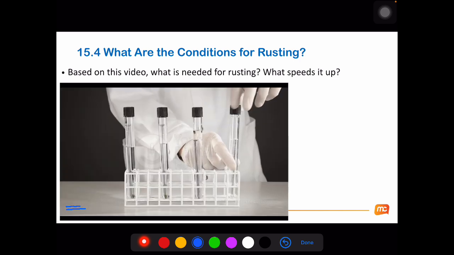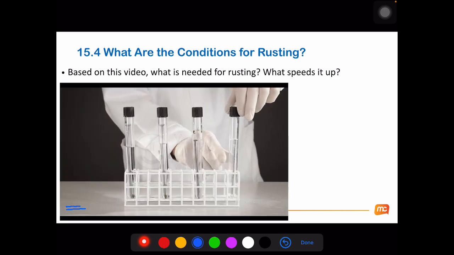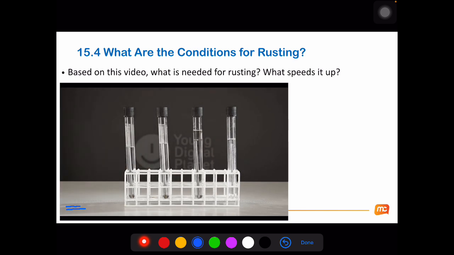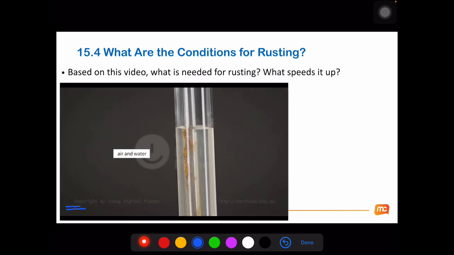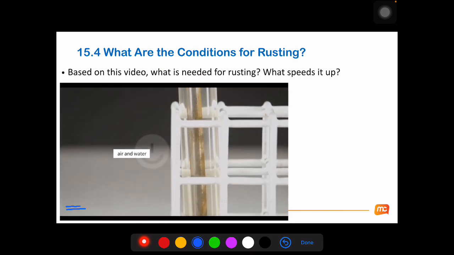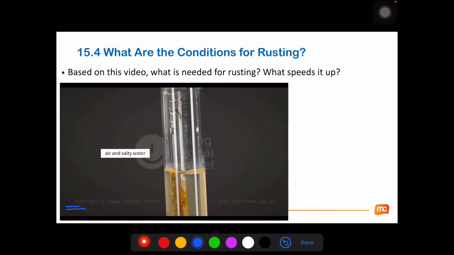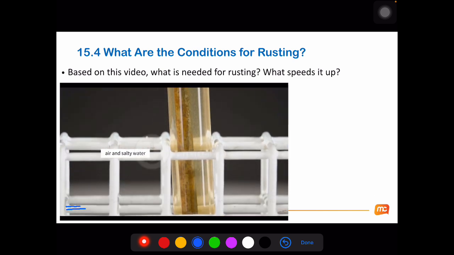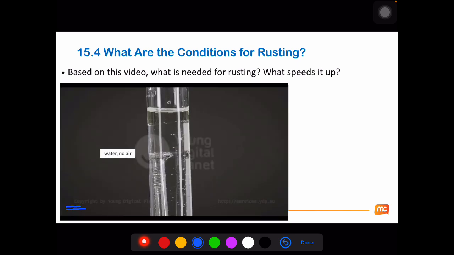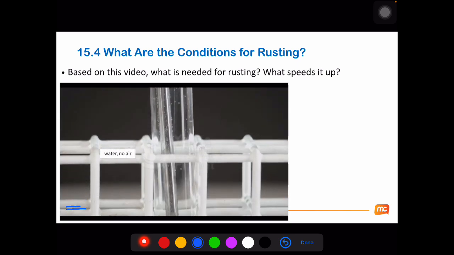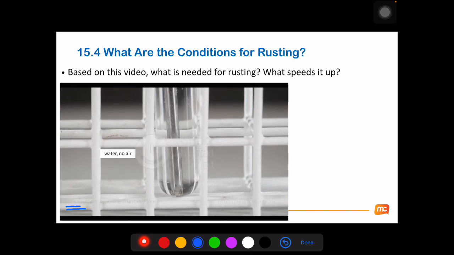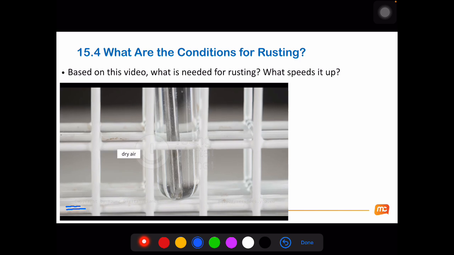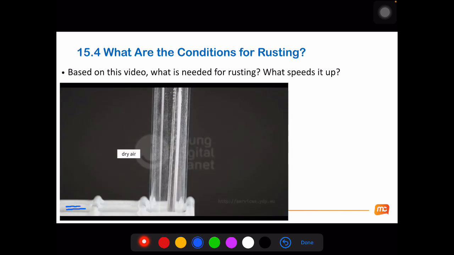We seal the test tubes with stoppers and put the rack aside for a few days. If we examine the contents of the test tubes afterwards, we'll see certain changes. In the first and second test tubes, the nails were in contact with air and water, so they became covered in rust. However, no rust formed in the third and fourth test tubes. In the third test tube, the nail was in contact with water, but there was no access for air. In the fourth test tube, there was no water.